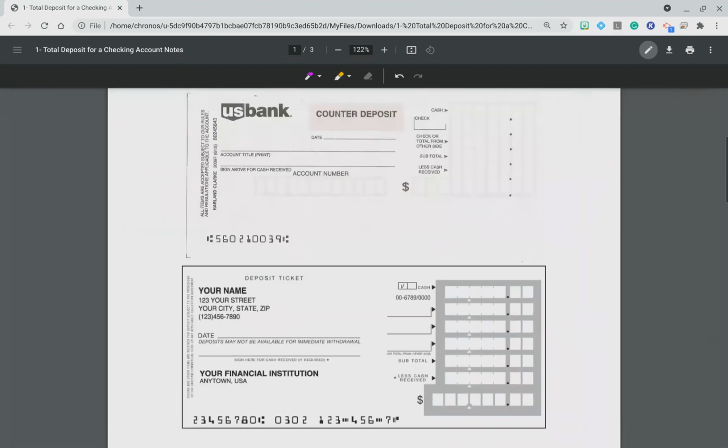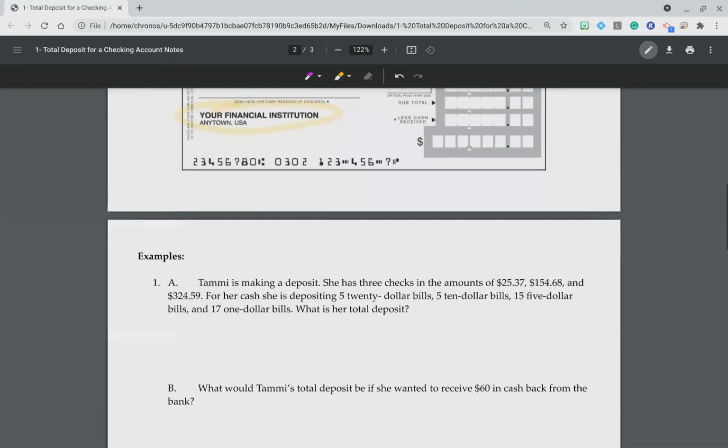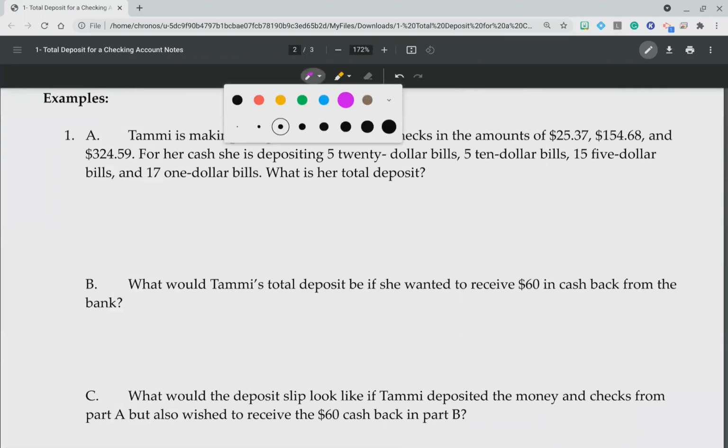These two things are what are called deposit slips. So if you go into a bank building to deposit money into the bank, these are the forms that you will have to fill out. They look a little bit different depending on which bank you go to. Like this one up here is for US Bank. This one just says your financial institution. But these are the kinds of things that you're going to fill out if you're depositing money inside a bank. And we'll go through one of those in a little bit.